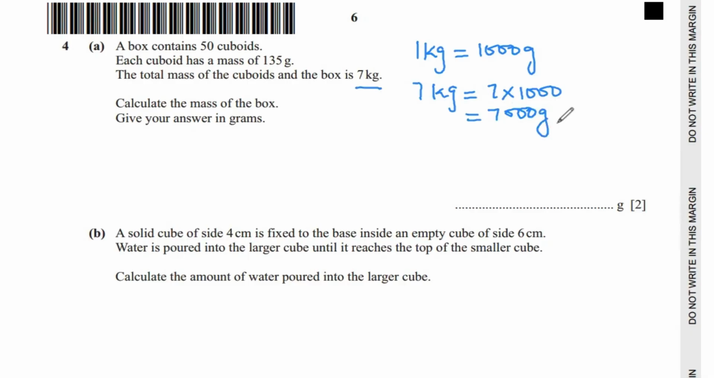Remember, when you're going from a big unit to a small unit, you multiply. But if you're going from a smaller to a big unit, you divide. So let's say if you're converting from grams to kgs, then you would divide it by 1000, not multiply.